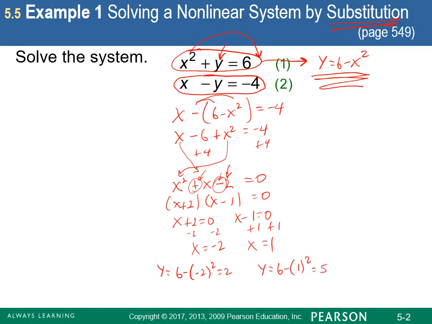Now to write these in the proper format, we would have the negative 2, comma 2 in parentheses, and the 1, comma 5 in parentheses. So this is what our answer should look like.